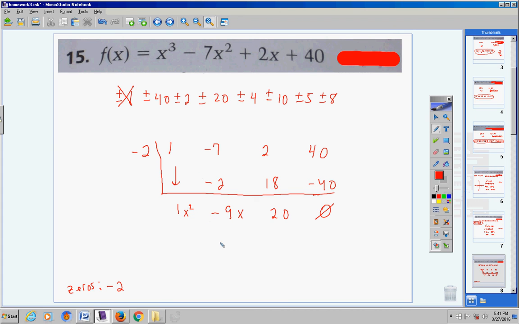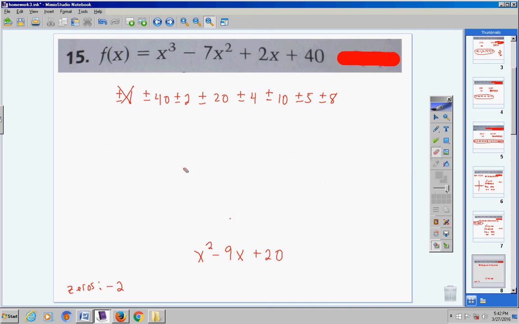So students, my new polynomial function is x squared, negative 9x, positive 20. Okay, so now I'm going to break all these down here. I'm going to get rid of this. And actually, I'm going to see if this is factorable.